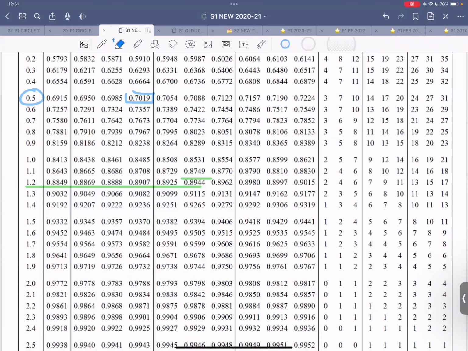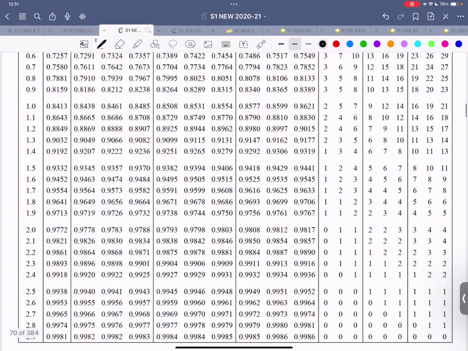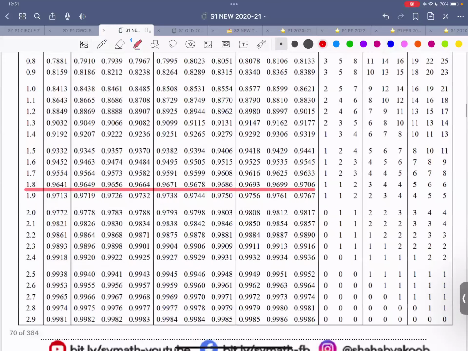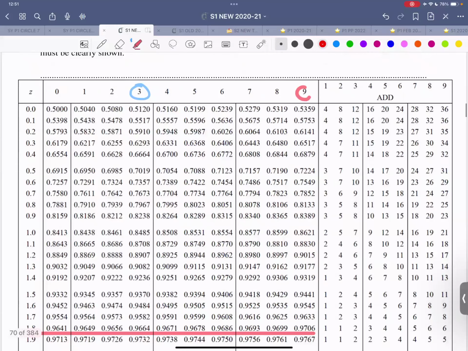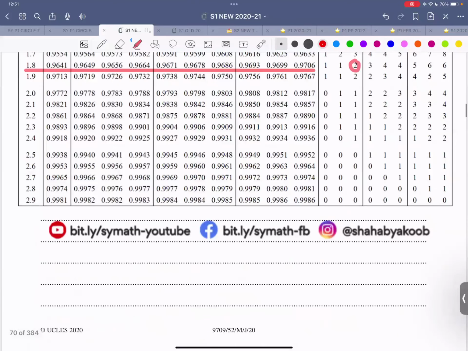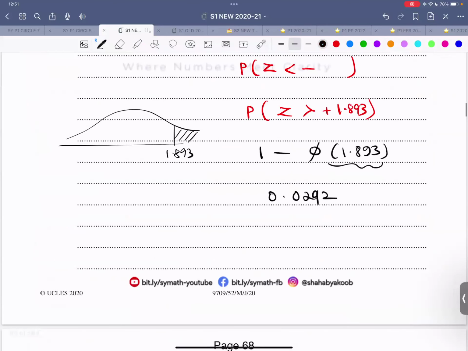So now let me erase this thing. 1.893. 1.8 and 9 is like this, 9706, and then 3, so 9708. So this is 1.9708, and that is giving me this answer, which is already in 3 significant figures. So that's how this paper is completed.